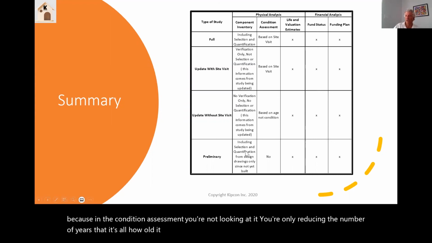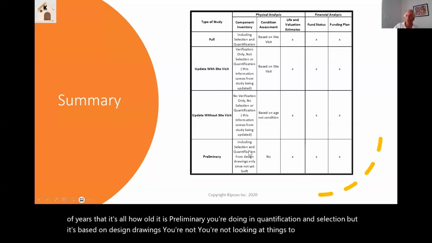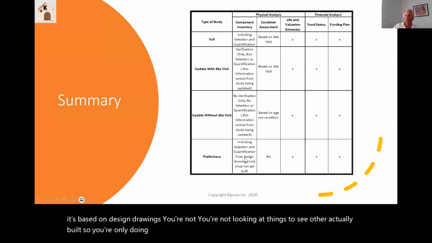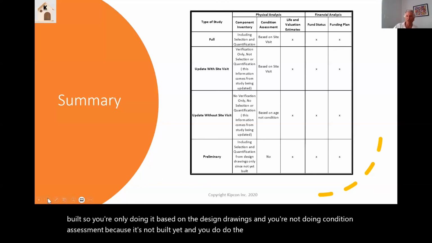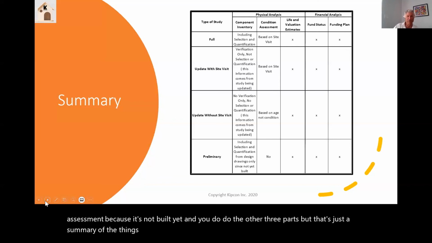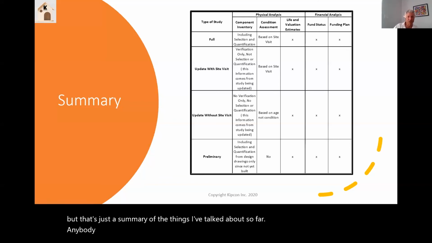Preliminary, you're doing quantification and selection, but it's based on design drawings. You're not looking at things to see how they're actually built, so you're only doing it based on the design drawings. You're not doing condition assessment because it's not built yet, and you do the other 3 parts. But that's just a summary of the things I've talked about so far. Anybody have any questions? Nobody's jumping in right now.